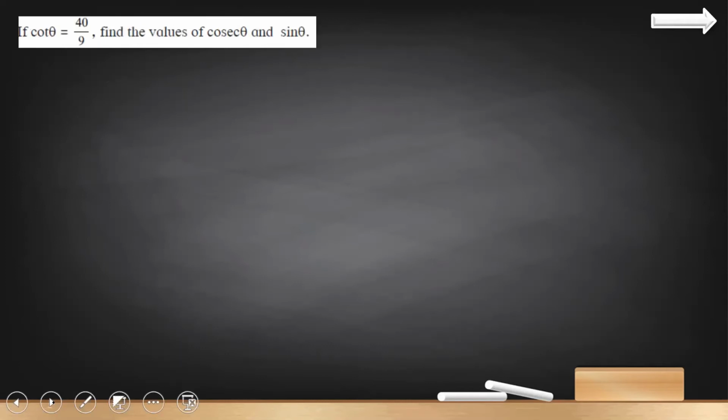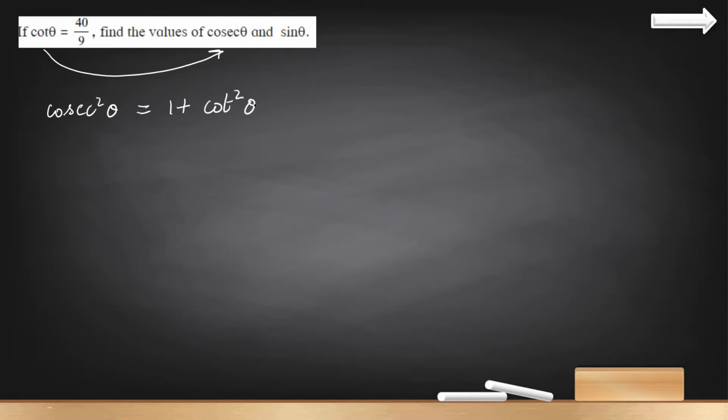Yes. Third one. It says cot theta is given to you 40 upon 9. You need to find out the values of cosec and sine. Cot is given. What you have to find? Cosec. And we have an identity of cot and cosec. Yes. Let's write the identity first. Cosec square theta is equal to 1 plus cot square theta, or 1 plus cot square theta is equal to cosec square theta. You say in any way, doesn't matter.